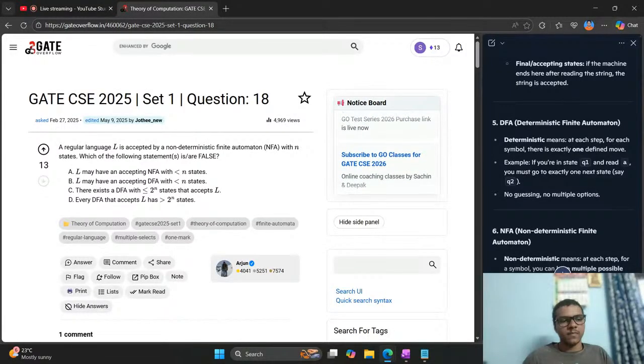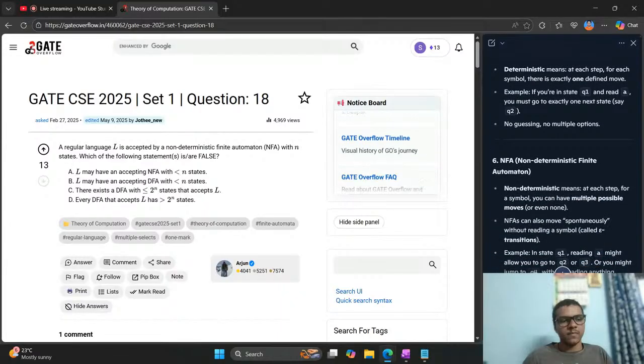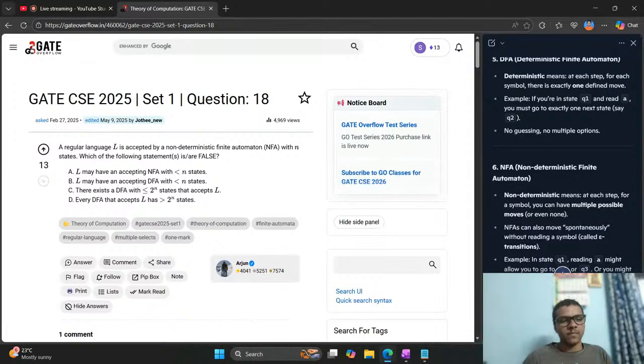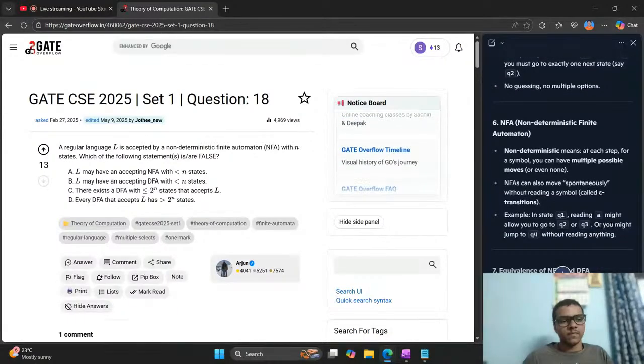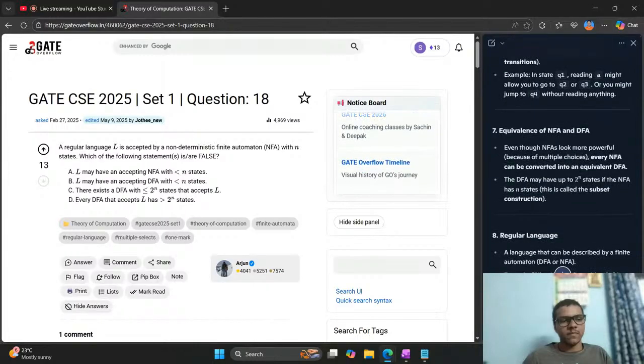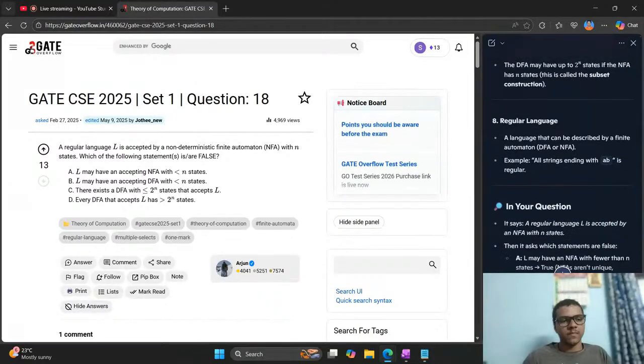In an NFA, at each step, for a symbol, you can have multiple possible moves, and also spontaneous epsilon transitions without reading a symbol. Every NFA can be converted into a DFA by subset construction.